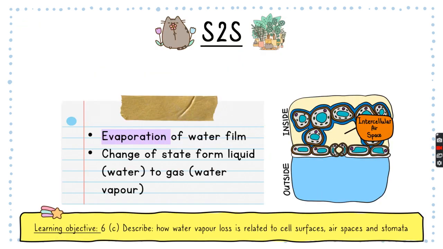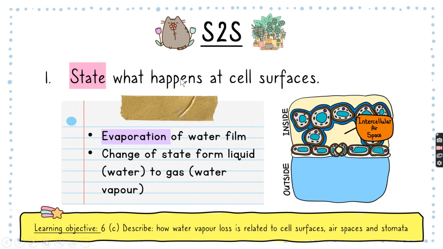All right, so actually that is the end of the first part of the learning objective. The first step to success, if you remember, is to state what happens at the cell surfaces. At the cell surfaces, evaporation of the water film happens, and this is the change of state from liquid water to gas, which is water vapor.